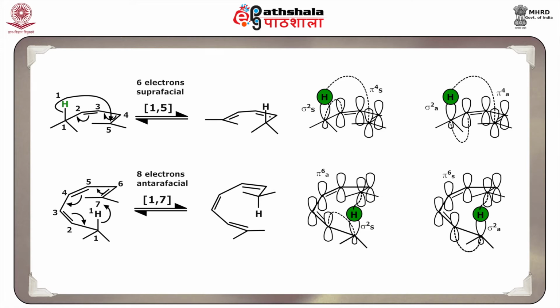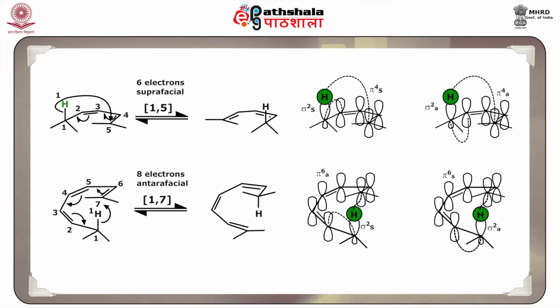This involves a 6-member cyclic transition state. In the transition state, the hydrogen atom is in contact with both ends of the chain at the same time. This calls for the molecule to adopt the cisoid conformation as a must requirement.